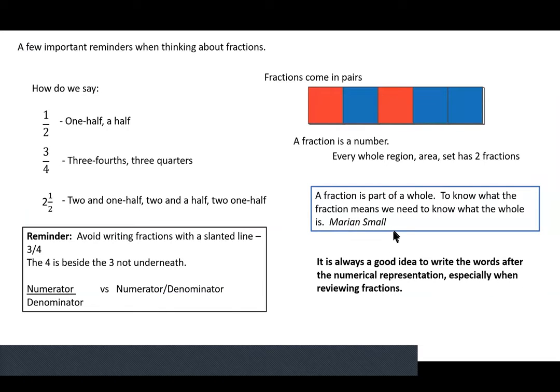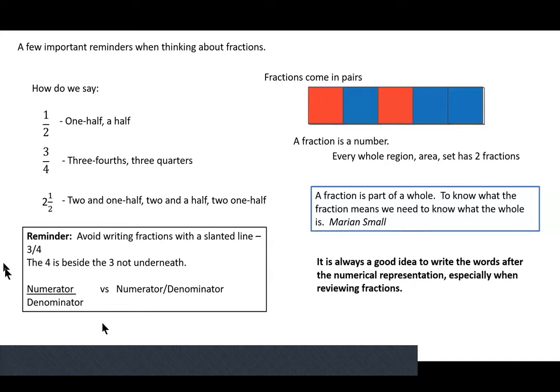This one is from Marion. Smaller fraction is part of a whole. To know what the fraction means, we need to know what the whole is. And that's really critical. Sounds simple, but we really need to know that. And there's an actual slide I have of you where instead of giving the whole and asking the fractions, you give the fraction 1/3, and now you say to the student, show me the whole. What would the whole look like?